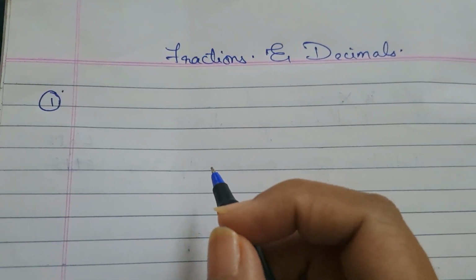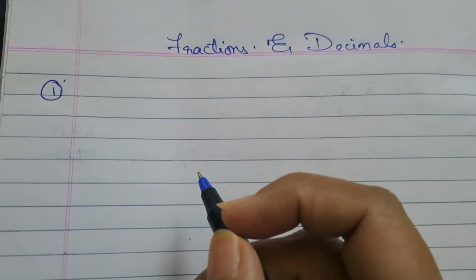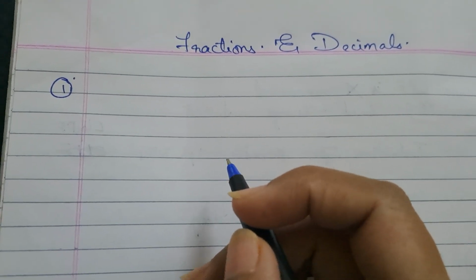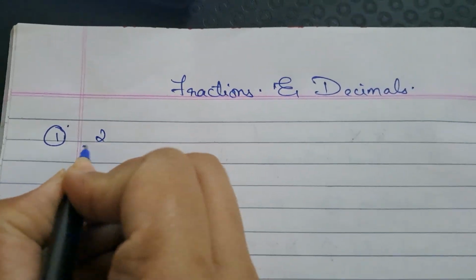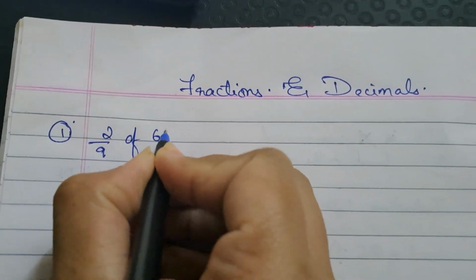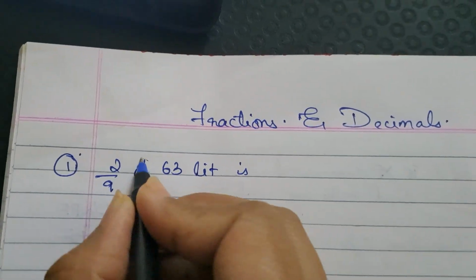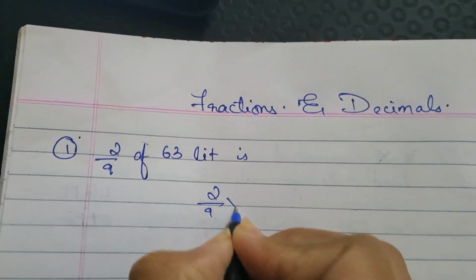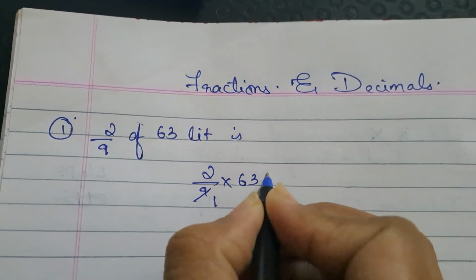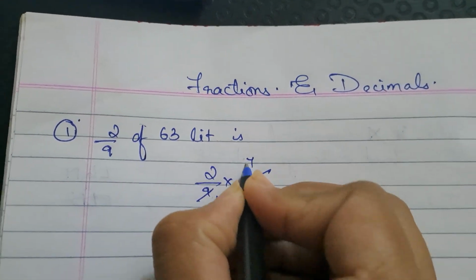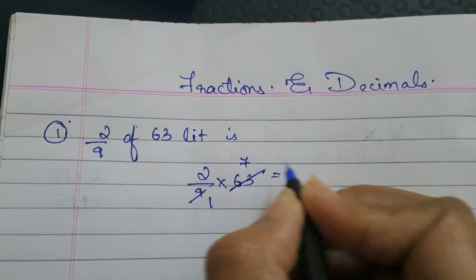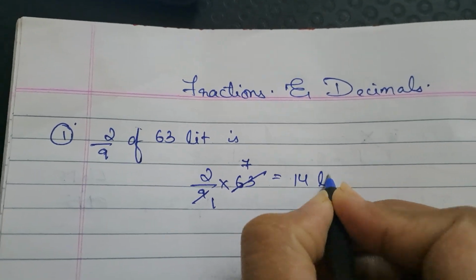Now, starting off the worksheet that is given for fractions and decimals, this is from Gulf Asian School, Sharjah. Okay, so it says that 2 upon 9 of 63 liters is, so what am I going to do? 2 upon 9 of means multiplication, so 2 upon 9 of 63, then 9 sevens are 63. I am left with 2 sevens are 14 liters is the answer for it.